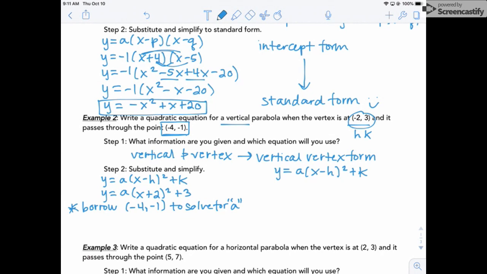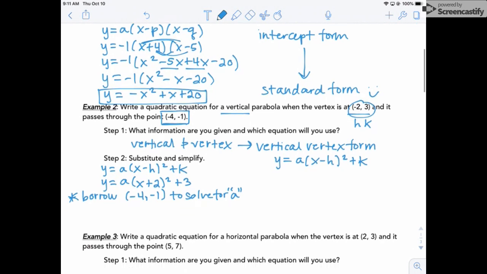Okay, so let's go ahead and do that. Our x and our y right here. So we're going to plug in. For y, I have -1. So we get -1 equals a times my x is -4 plus 2 squared plus 3. Okay, so let's simplify. We get -1 equals a times -4 plus 2 is -2 squared plus 3.